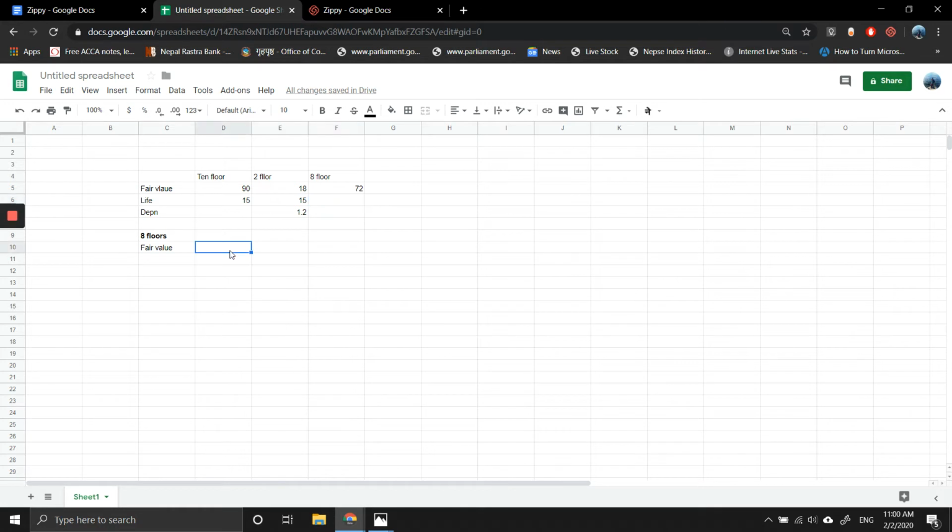So what has happened later on is that the fair value has increased from 90 to 96, right? So it has increased from 90 to 96, whereas the carrying amount at this date is, how much is it?